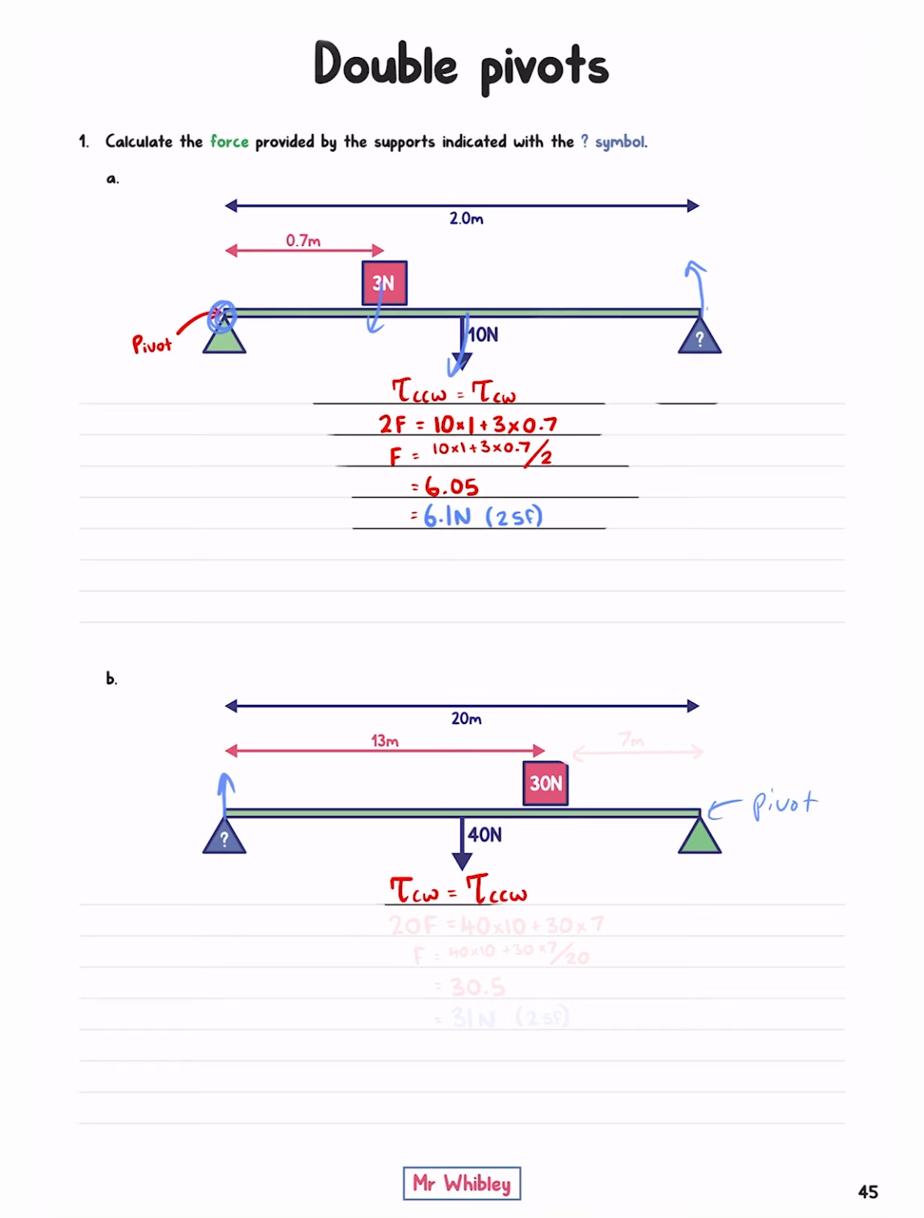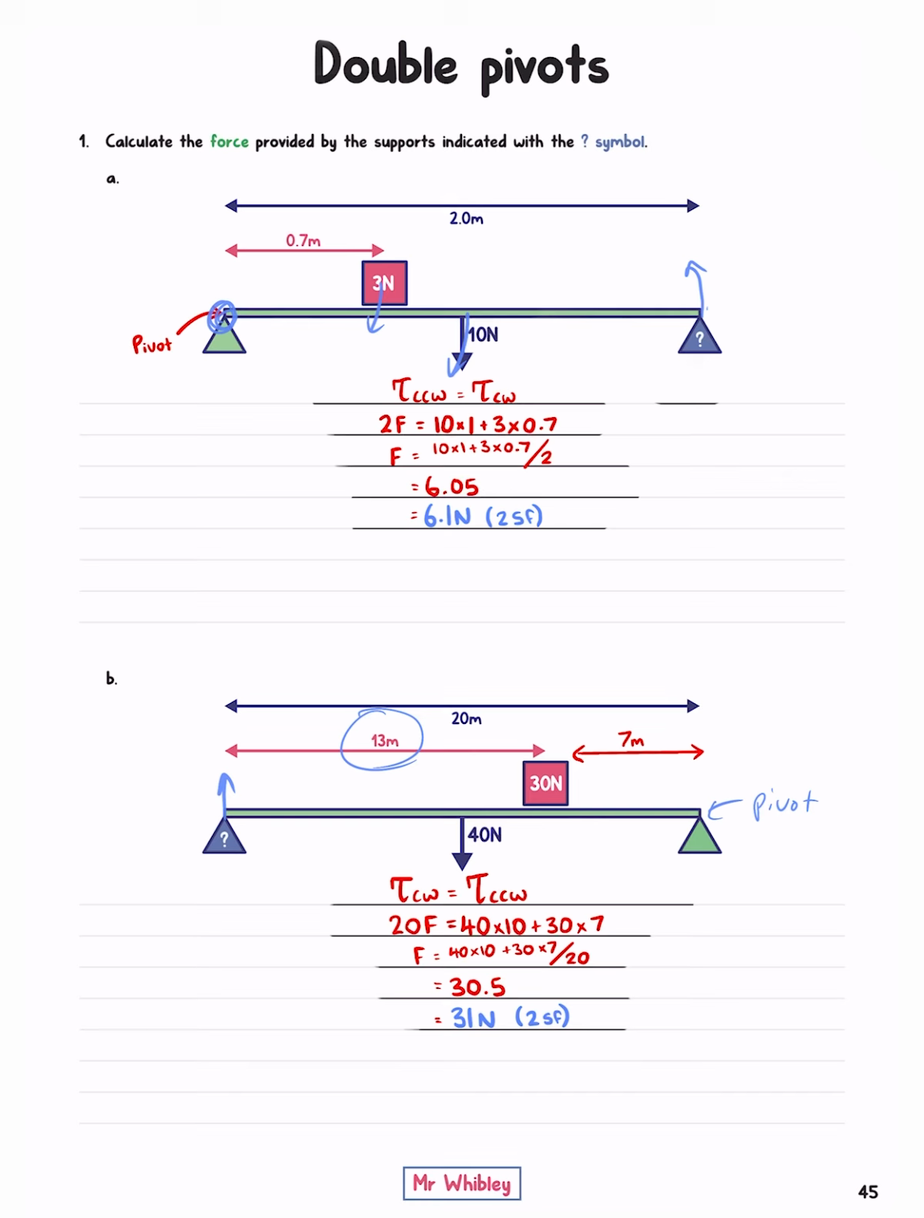Substituting in our forces times our distances, we have our unknown force multiplied by the distance of 20, which is the distance this force is away from the pivot, the length of the beam. The 40 Newton weight force of the beam is a distance of half the length of the beam away from the pivot, half of 20 is 10, and our 30 Newton mass is 13 meters from this end here, which means it must be 7 meters from the other end, which is its distance from the pivot. Solving for force by dividing both sides by 20 gives me 30.5, or 31 newtons to 2 significant figures.